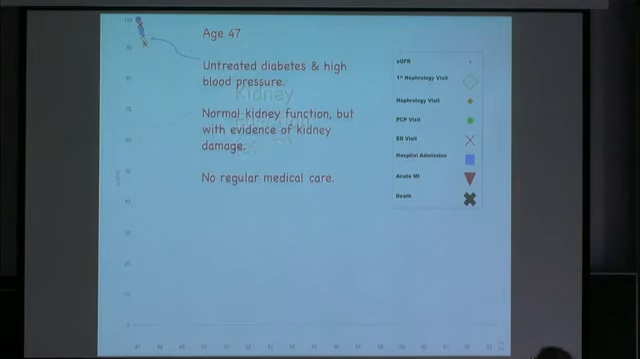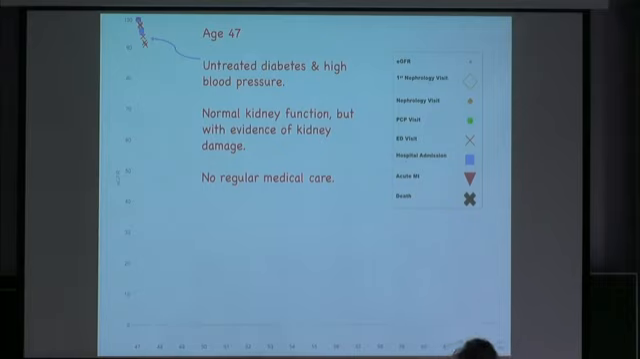So at age 47, the person presented themselves to the hospital system. They had untreated diabetes, they had high blood pressure, their kidney functioning was normal, but there was some evidence of kidney damage, and the person wasn't getting regular medical care. I should say eGFR is a measure of kidney function. It's an estimated measure of kidney function given by a linear equation, which is probably terrible, mostly off of that creatinine lab value that I just talked about.